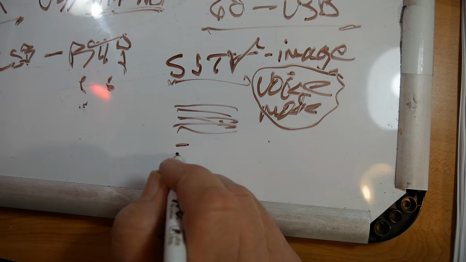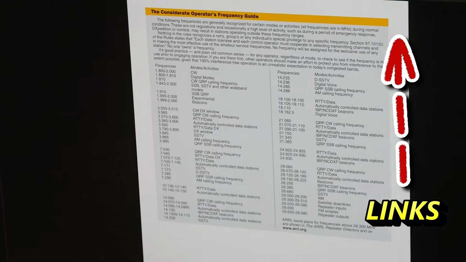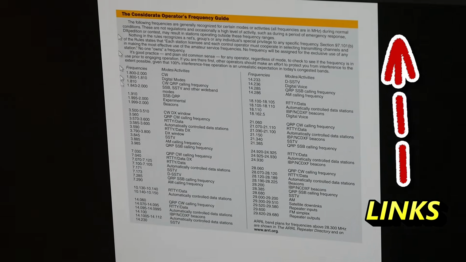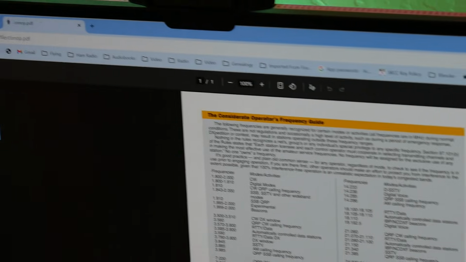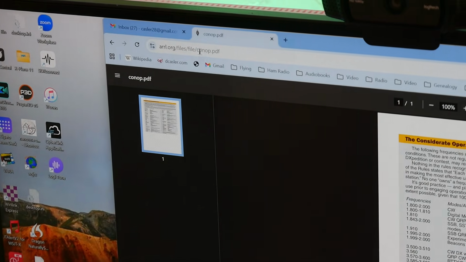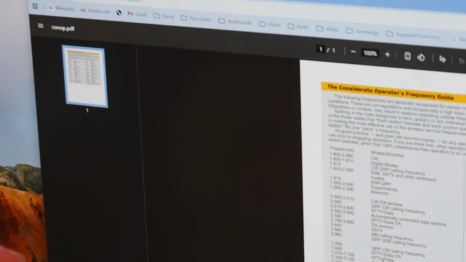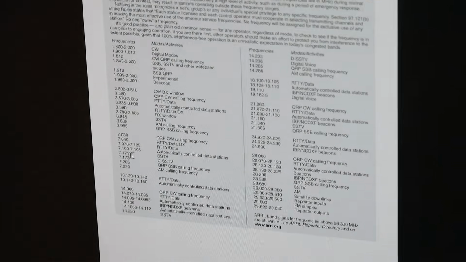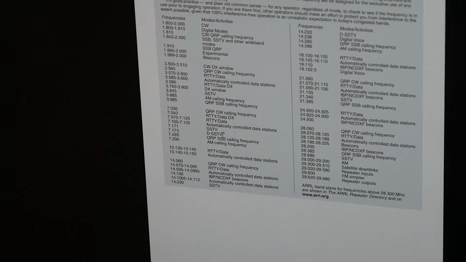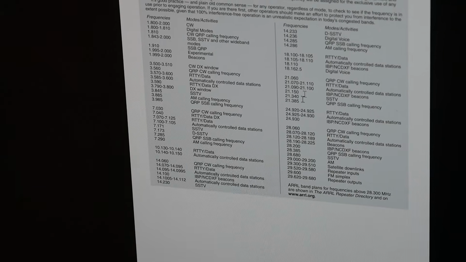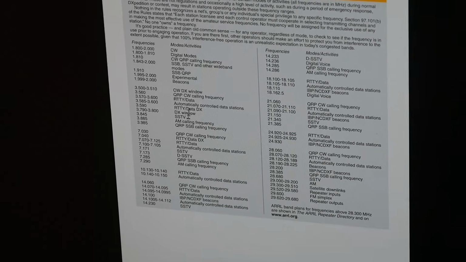There are specific frequencies television is done on. This is something you might want to print out and keep in your shack. The Considerate Operator's Frequency Guide. This is arrl.org/files/file, singular, /conop, CONOP.pdf. Now, you'll note here your SSTV has got different calling frequencies. This one is digital, this is analog, okay? This shows you where the calling frequencies are for things.